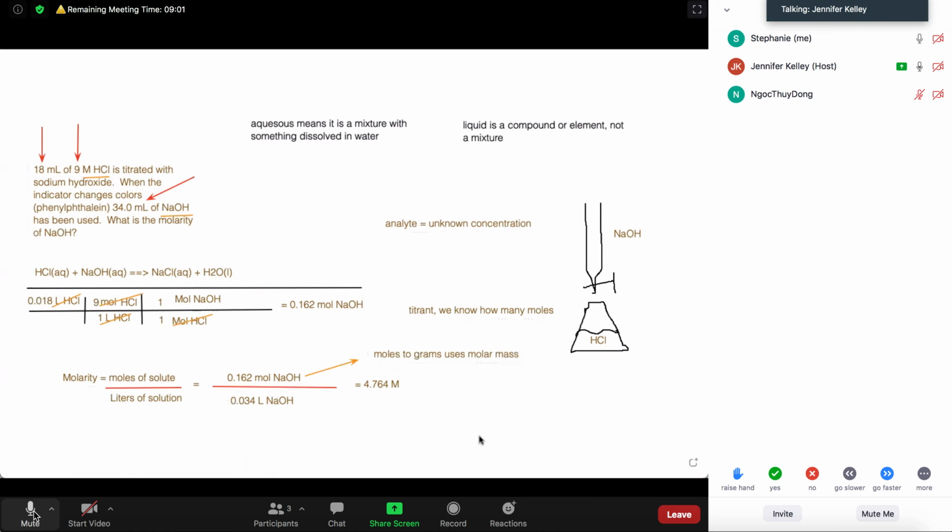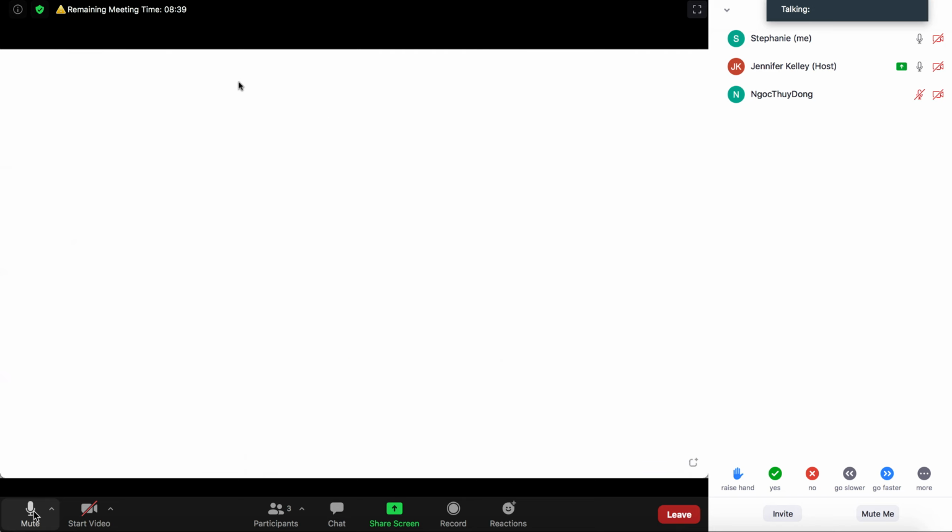So on the next page, I can just give you some pointers on how to do titrations and the steps. Do either of you guys need this page? I got everything. You got everything? Yes. All right. Okey-doke.